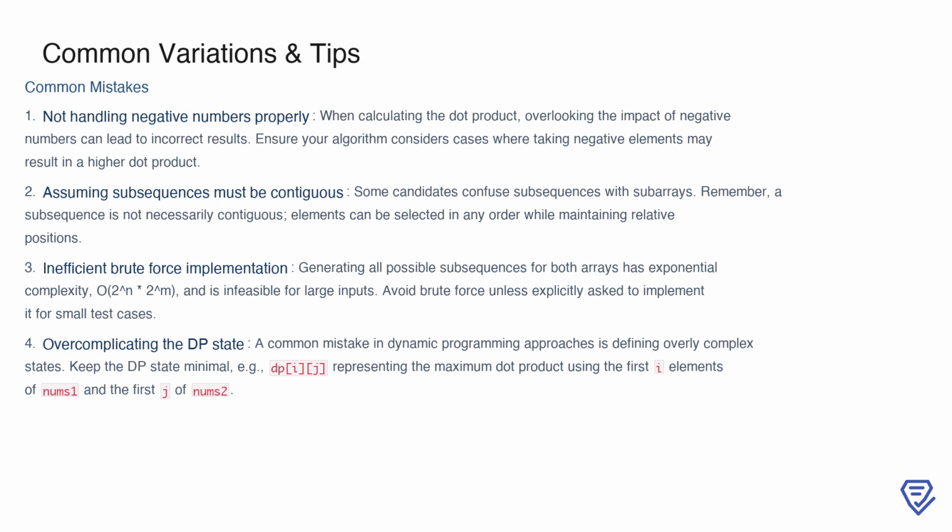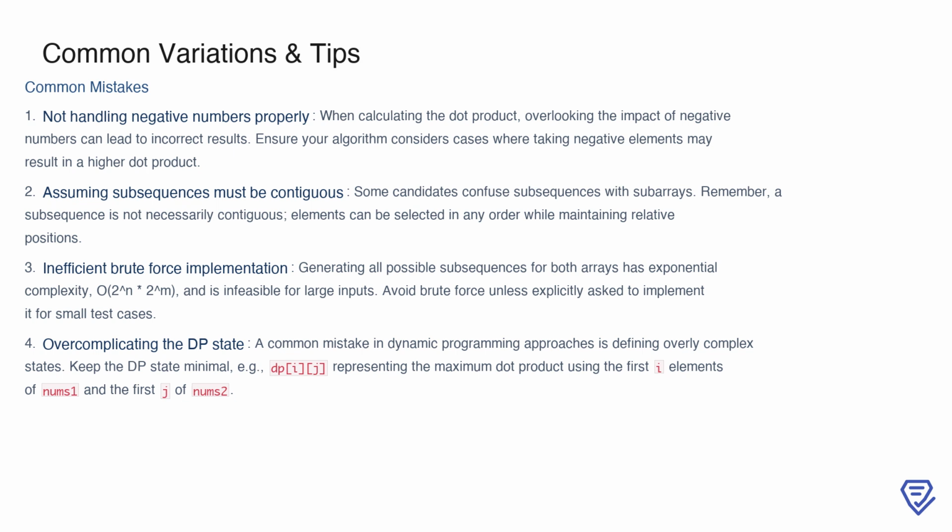Another frequent issue is misunderstanding the concept of a subsequence. Remember, a subsequence does not have to be contiguous, the elements can be selected as long as their relative order is preserved. This is different from subarrays, which are always contiguous. Additionally, attempting a brute force solution by generating all possible subsequences for both arrays is impractical for larger inputs. This approach has exponential time complexity, which is not feasible.